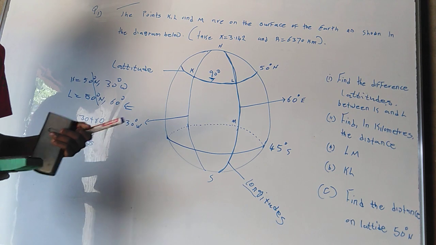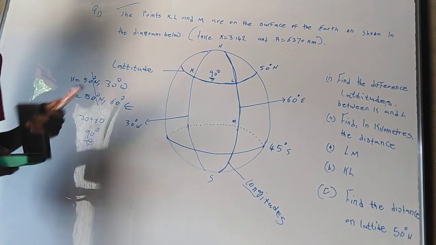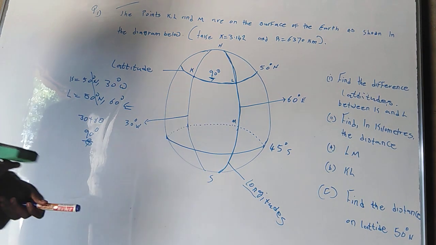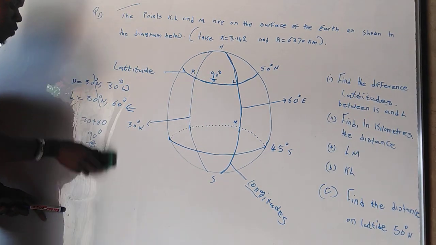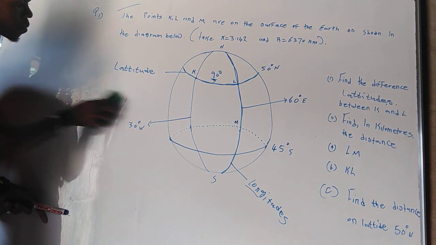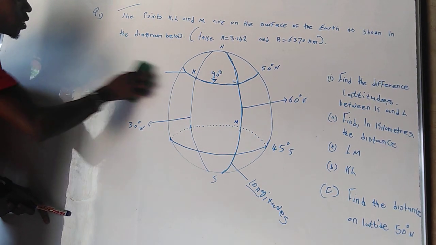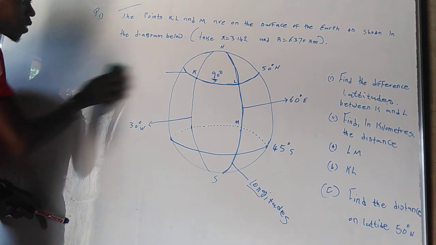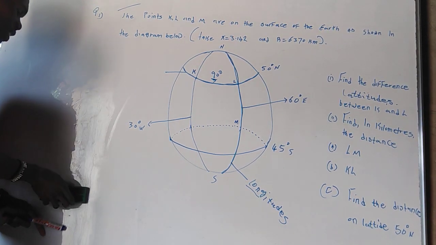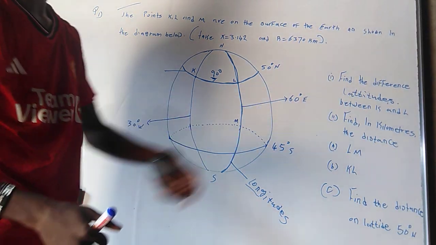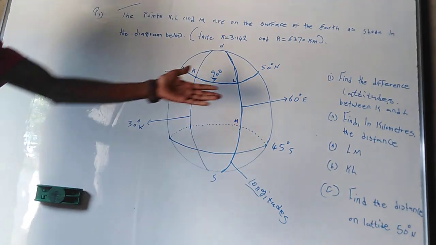So that's how you come up with the differences in latitudes. These are very important points that you need to keep in mind as you are coming up with the coordinates of certain points. Then we move on to the second question.